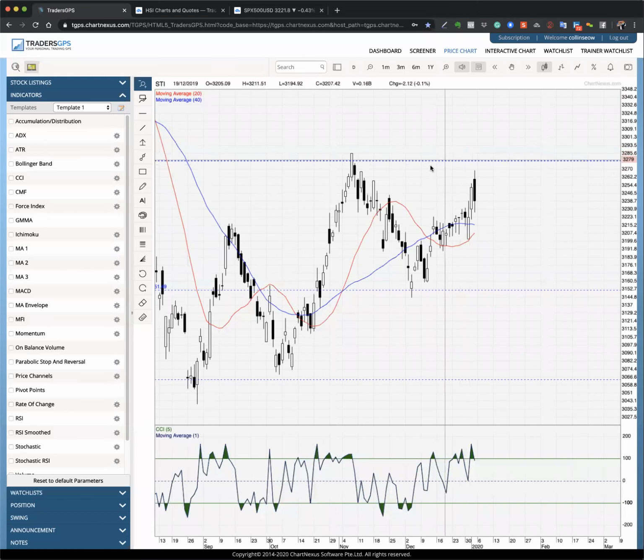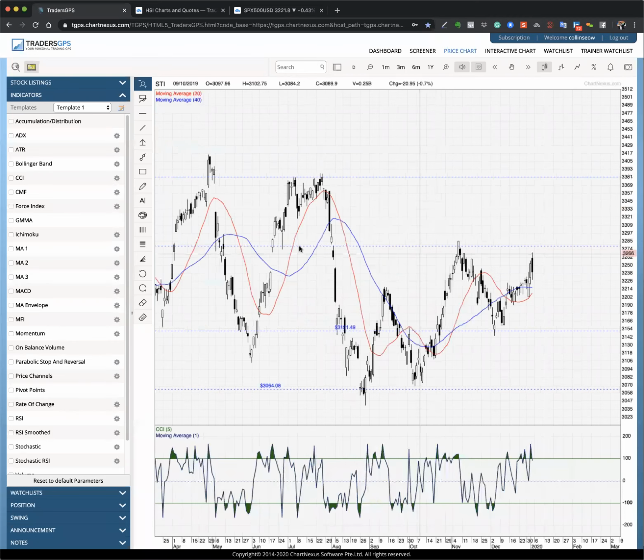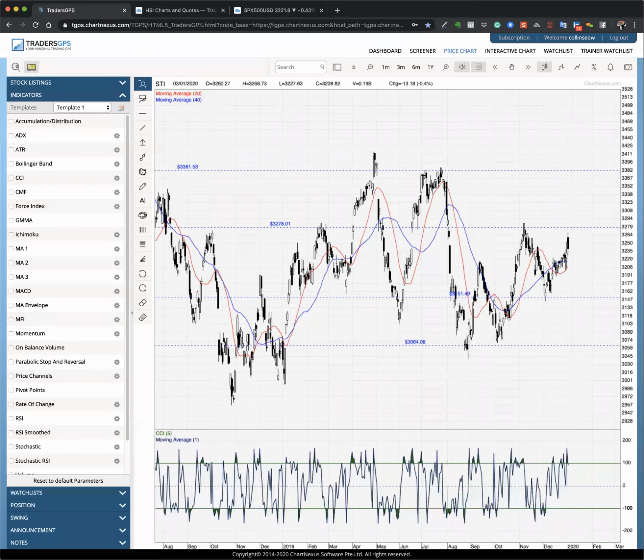Support resistance is an area, right? It's not like a specific line. It's an area. So this area here will be an area of support resistance. This area here will be an area of support. Like that. Okay, so let's go back to STI.